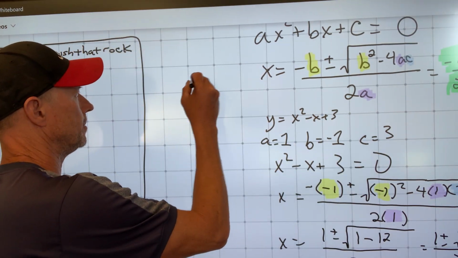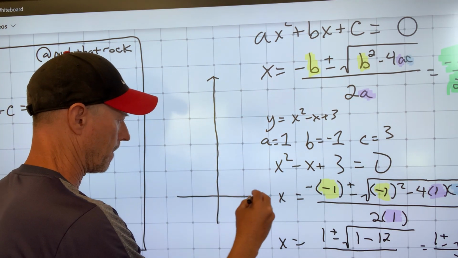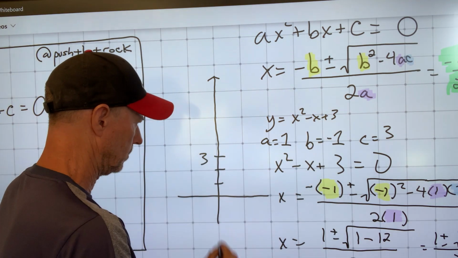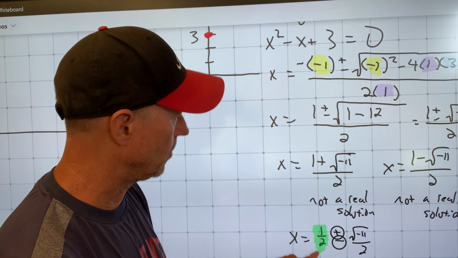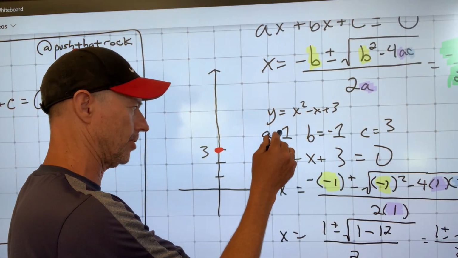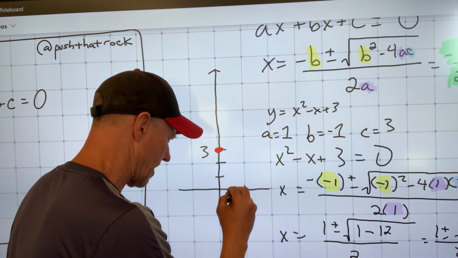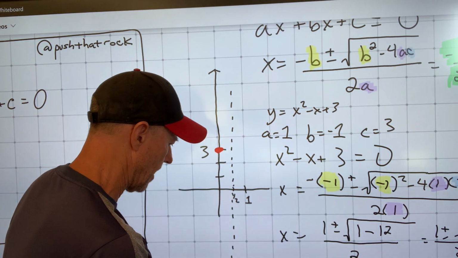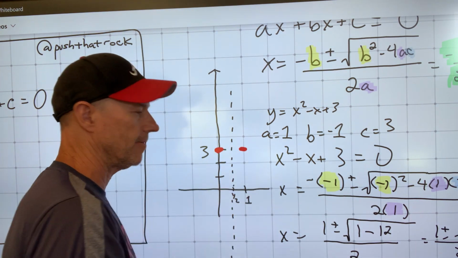Let's draw a Cartesian plane. We know there's a y-intercept of 3. We know that at 1/2 was our negative b over 2a. If I took the negative of b, which is positive 1, and put it over 2a, I get 1/2. So at 1/2, I'll make this 1, so this is 1/2. I have an axis of symmetry. That means if there's a point 1/2 to the left of it at 3, then there's a point 1/2 to the right of it at 3.